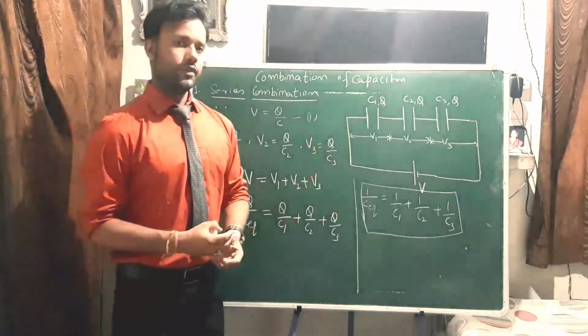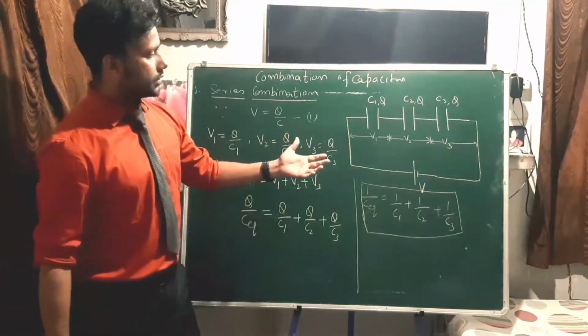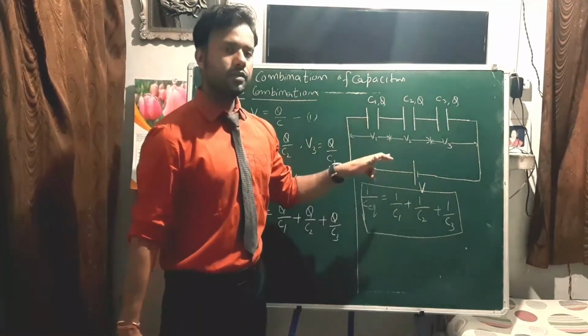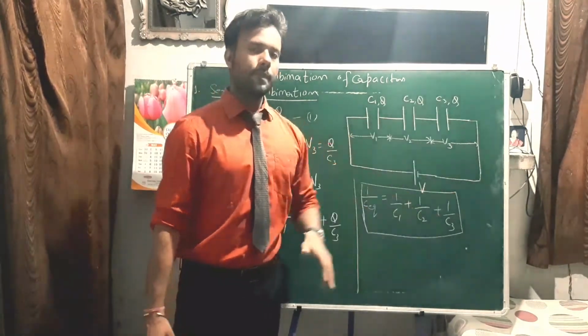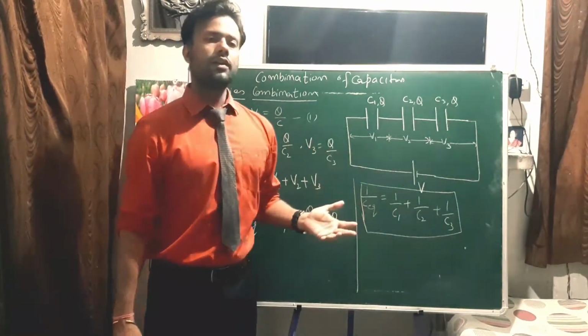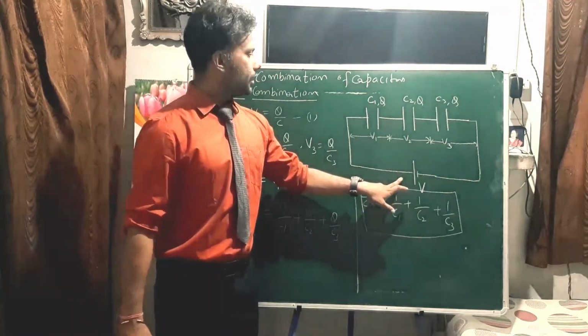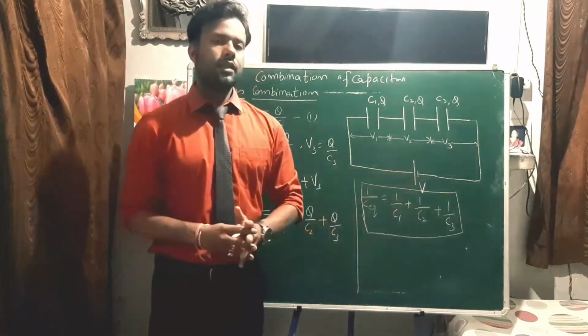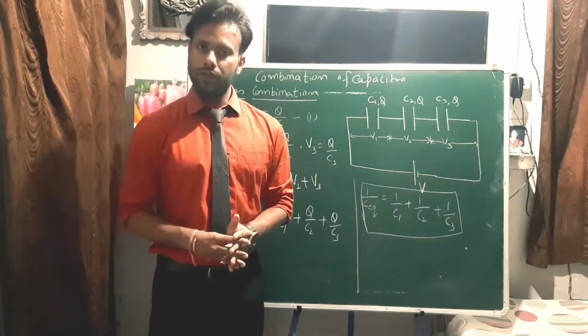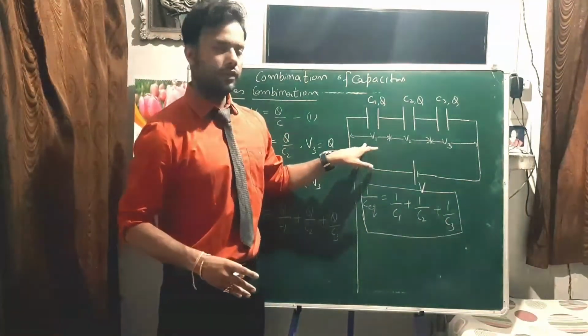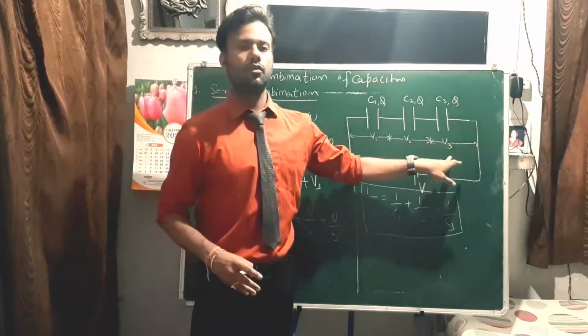Let's revise once again. We have a circuit having capacitances C1, C2 and C3. These capacitors are connected in series, and a voltage source is connected. Because they're in series, the potential difference across each capacitor will be different: V1 across C1, V2 across C2 and V3 across C3.